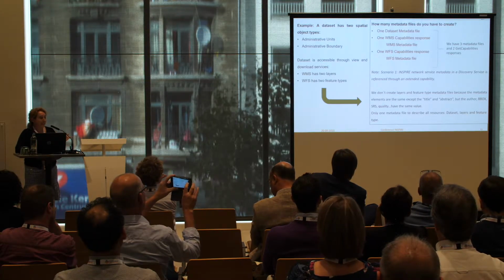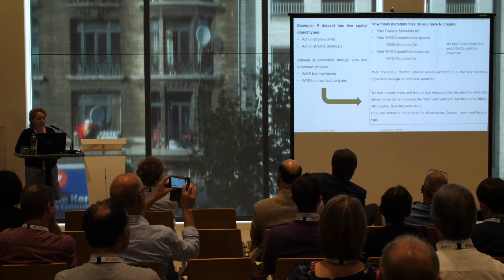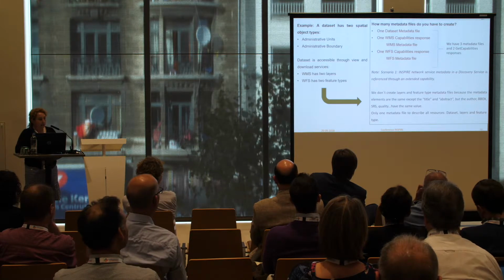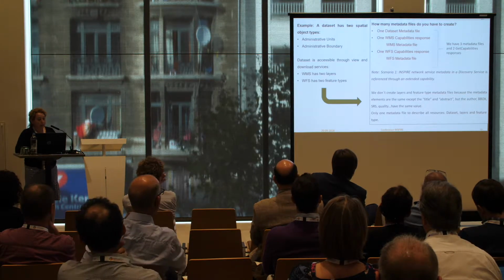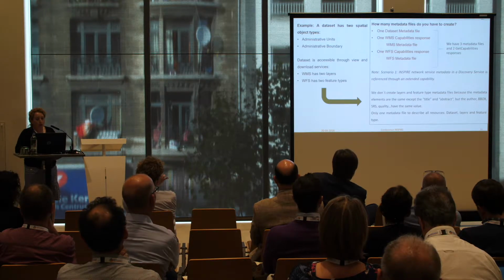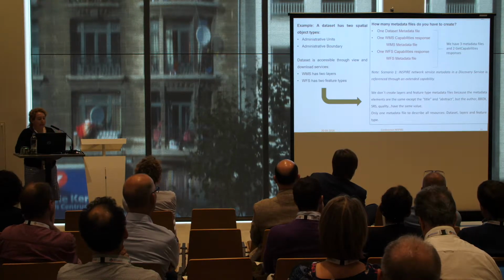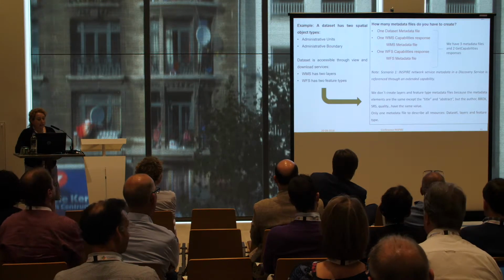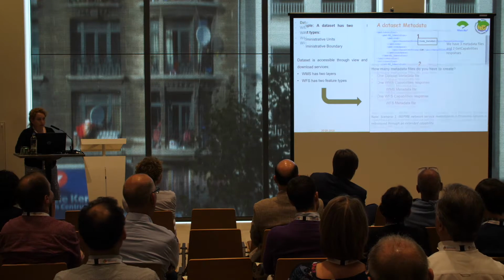Then, one dataset metadata. We don't create separate metadata for layers and feature types. Why? Because the metadata elements are the same except the title and abstract. The author, bounding box, reference system, and quality have the same value. Only one metadata file is needed to describe all the resources.